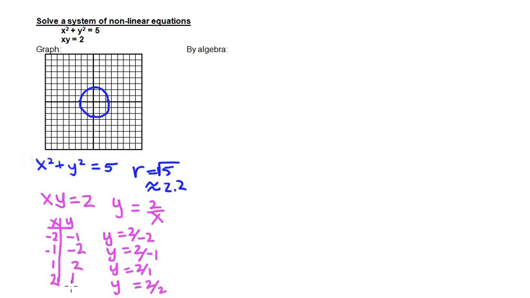So we can plot a few points here. We have the point -2, -1. We have the point at -1, -2. We have a point at 1, 2. And we have the point at 2, 1. And again, the reciprocal function operates in the first and in the third quadrants.